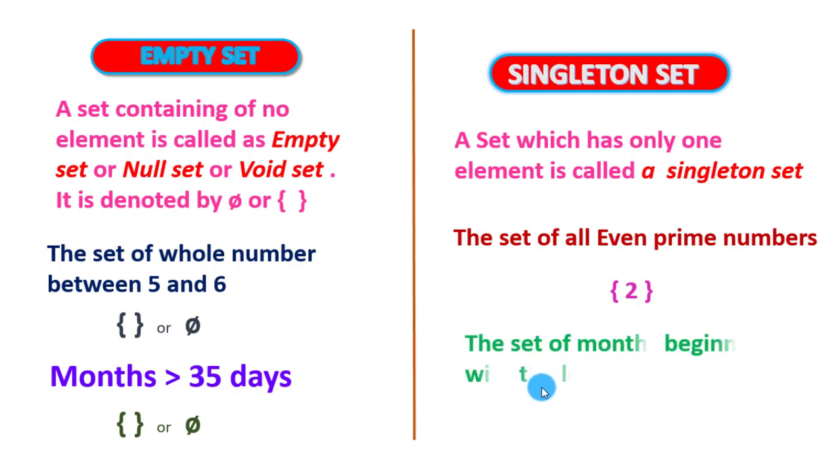Let us see another example. Set of months beginning with the letter N. Yes, November is the only month which starts with the letter N. So it is also a singleton set. Let us see the next one, finite set.